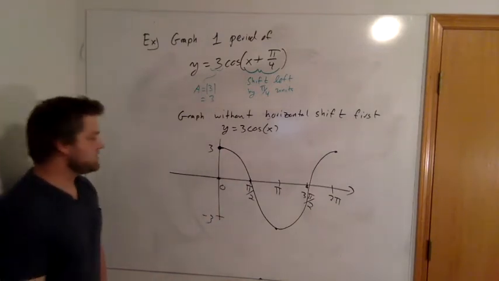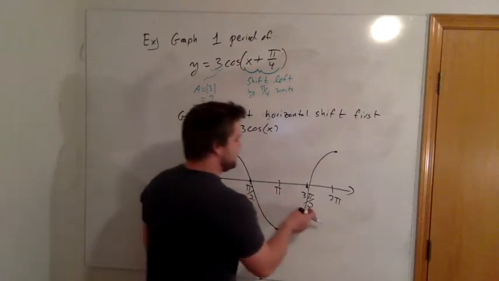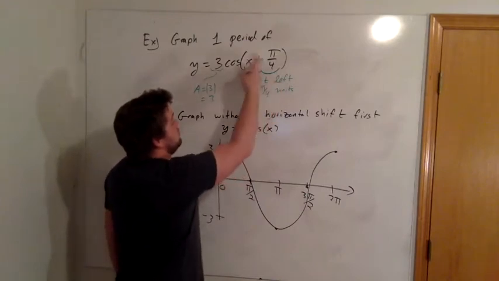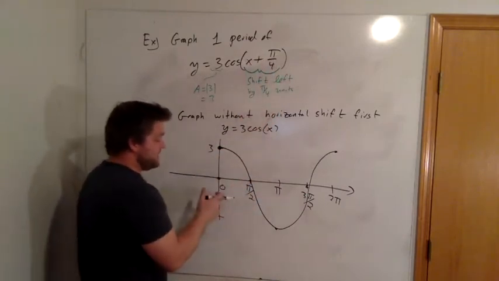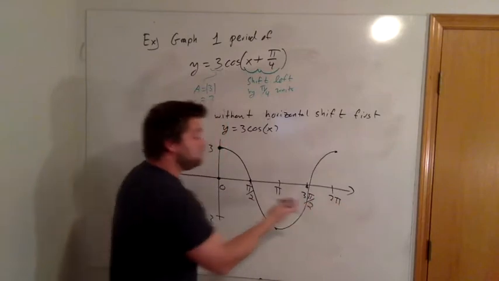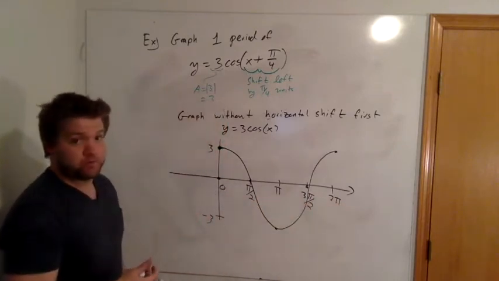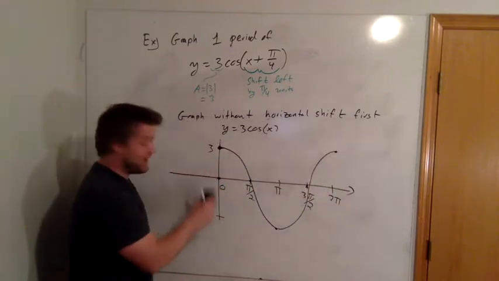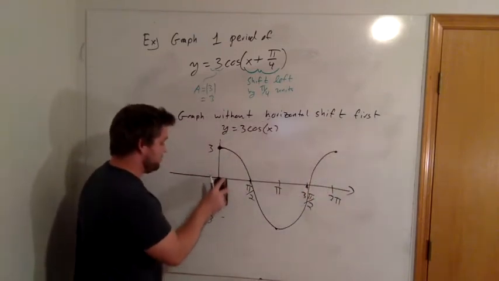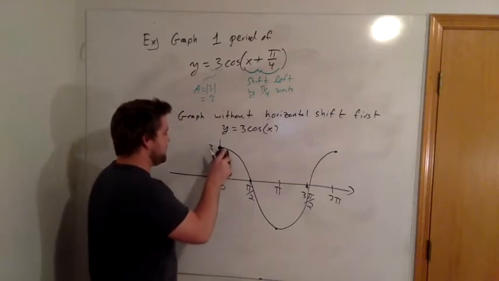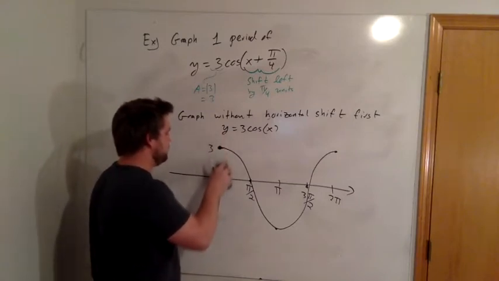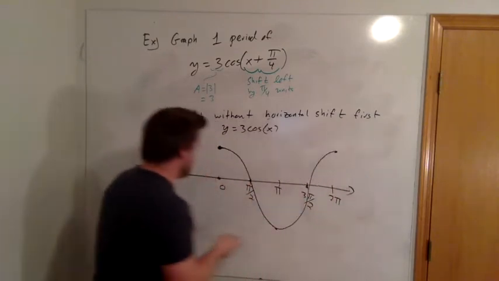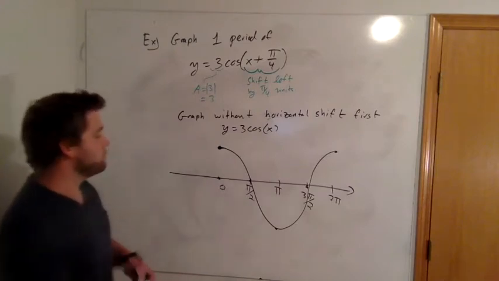Now I have these 5 x values that I basically just need to move. Since I'm shifting this graph left by pi over 4 units, I need to take all these values and subtract pi over 4 from them. So I'm going to erase my y-axis here. We're going to do a bunch of shifting, and we'll reintroduce it in a second. I'm going to adjust these numbers. I need to subtract pi over 4 from each of those.